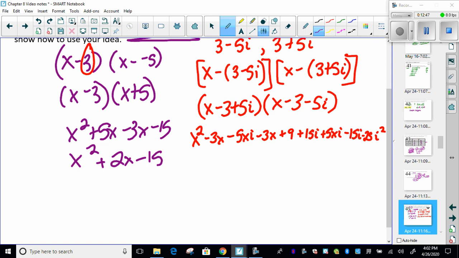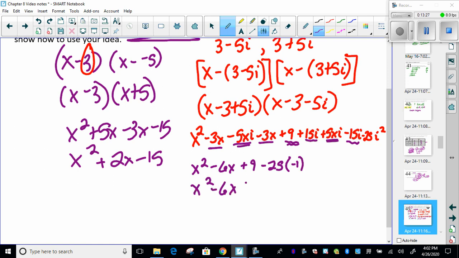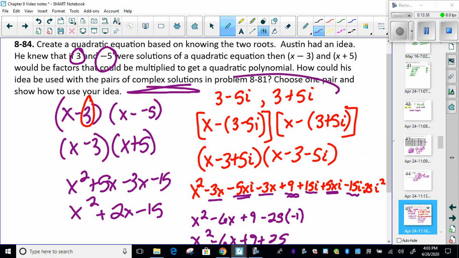So what I'm doing right now is I'm trying to find my quadratic equation. So therefore, I have an x squared. I only have one of those. And then I have a negative 3x and a negative 3x, which is negative 6x. And then I have a negative 5xi and another positive 5xi, so that's 0. And then I have a 9. And then I have a 15i and a negative 15i, so that's 0. And then I have this minus 25i squared, and I know i squared is negative 1, which means it's x squared minus 6x plus 9 plus 25, which means my quadratic is x squared minus 6x plus 34. That's the quadratic equation that has those two roots.